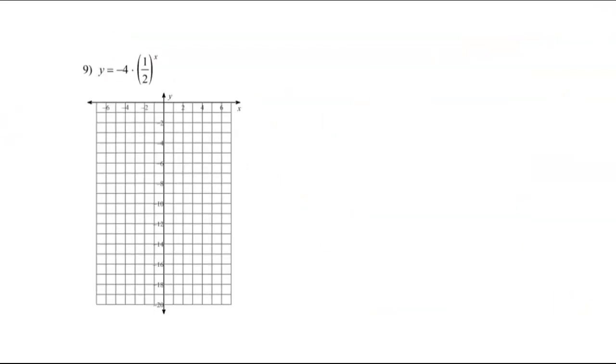Last thing we're going to look at is if I have a negative number in the front. If I have a negative number, that means that it's going to open down, just like a negative on a quadratic meant I was going to open down. And this 1/2 still means decay. So let's go ahead and look through this. We do not have an asymptote, so that means it's going to be 0. We know that it starts at -4.